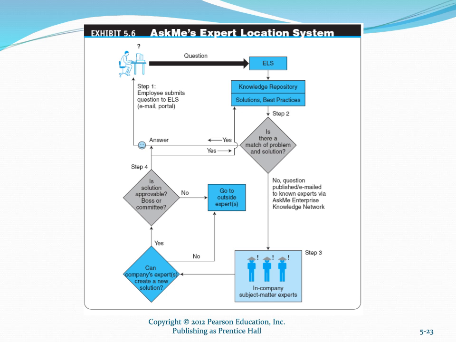The process works essentially by having an employee submit a question to the expert location system. The software is going to search its database to see if an answer for that question already exists, and if so, it'll go ahead and supply that answer. If not, it's going to submit the question to a qualified expert by finding that expert and asking them if they're willing to respond to that specific query.